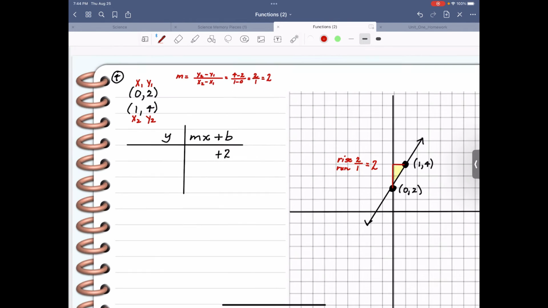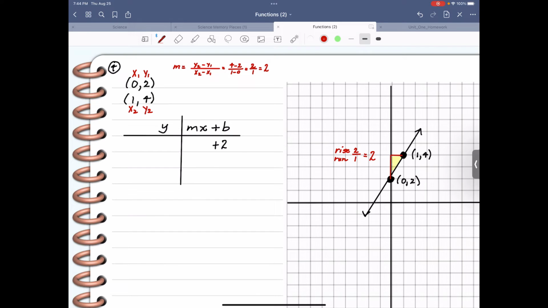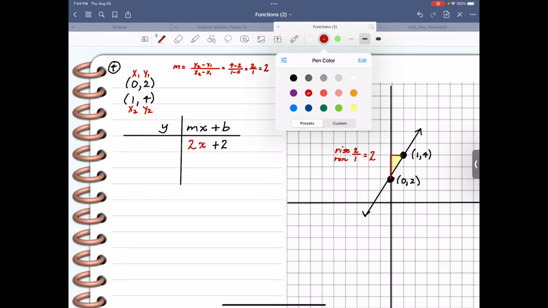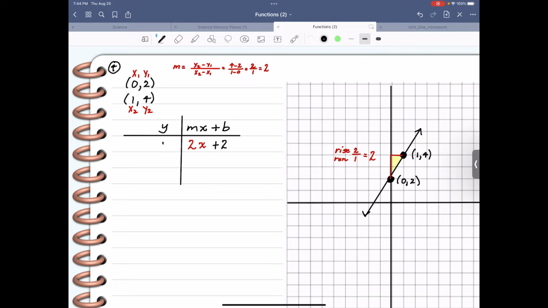So that confirms what I believed to be the case. And so my slope that I just found is 2 times any x value, and that is set equal to y. Slope intercept, is that what they wanted? It is. So this is done.